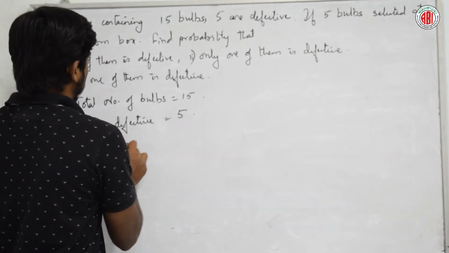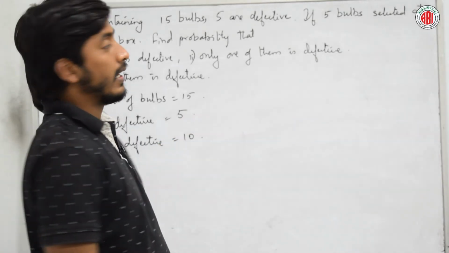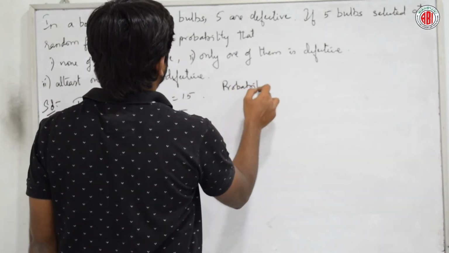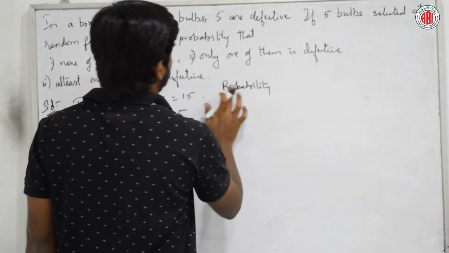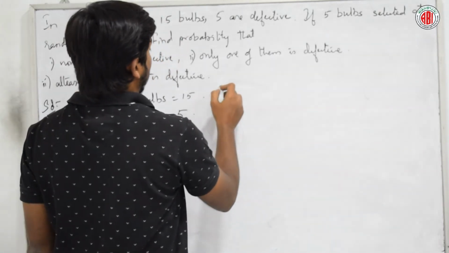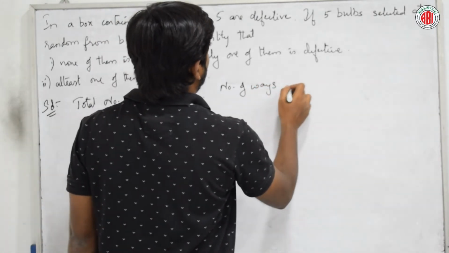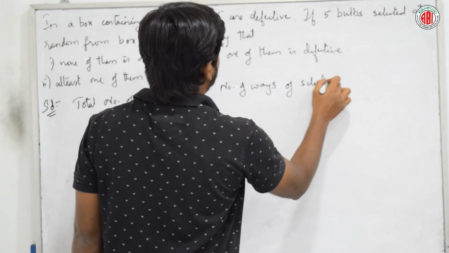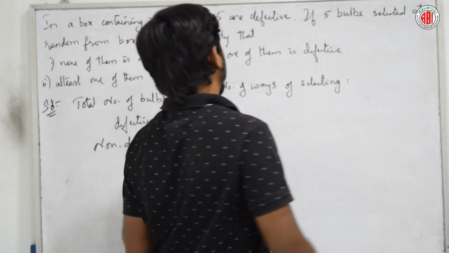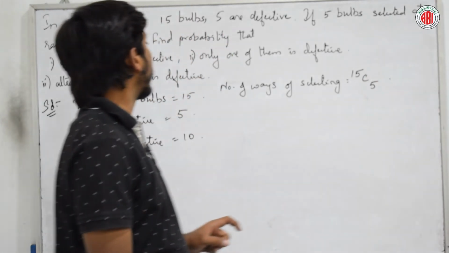So let me write, first, non-defective is 10, right? He is asking us to first find the probability, or else let me tell it as the number of ways of selecting. Since it is a kind of combination thing, defective and non-defective, I will take it as out of 15 we have to select 5. Is it right?